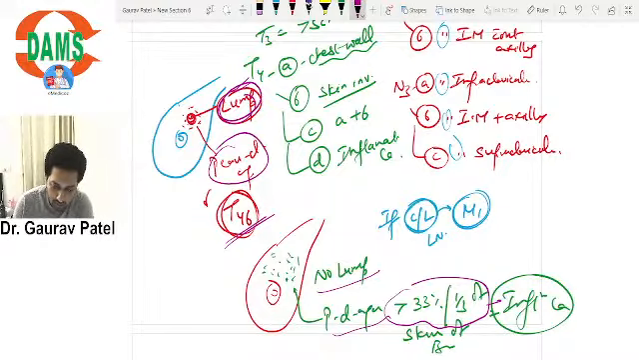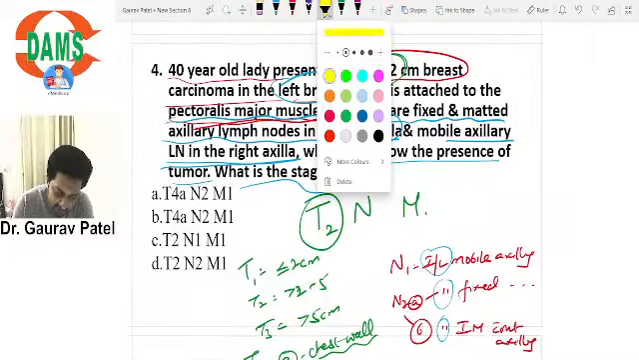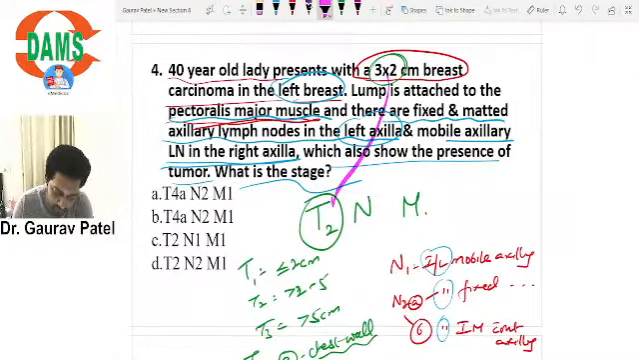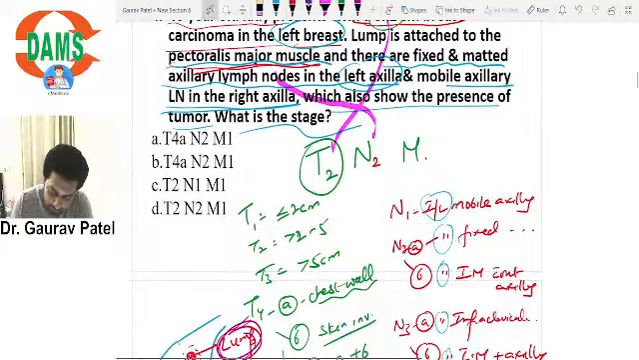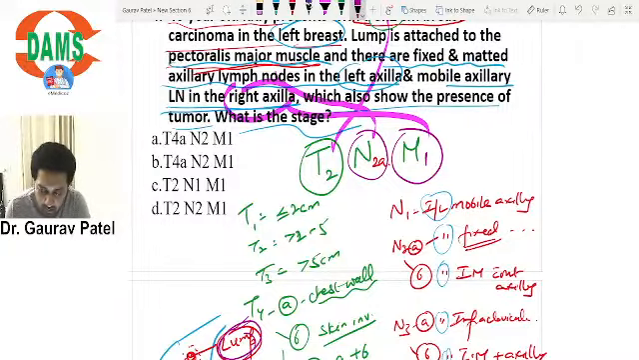So this question says it is T2. Fixed and matted lymph node says it is N2A. And the right axilla says it is M1. So the answer here is D, T2, N2, M1.